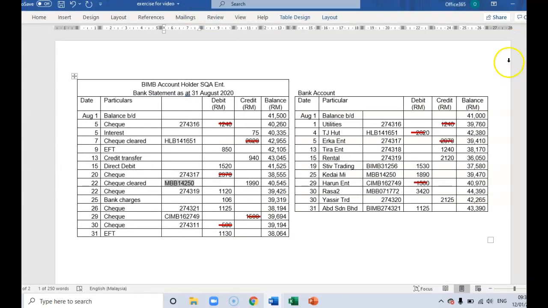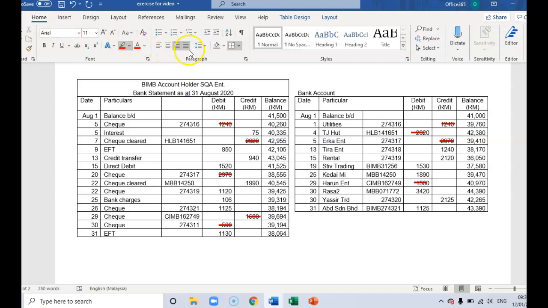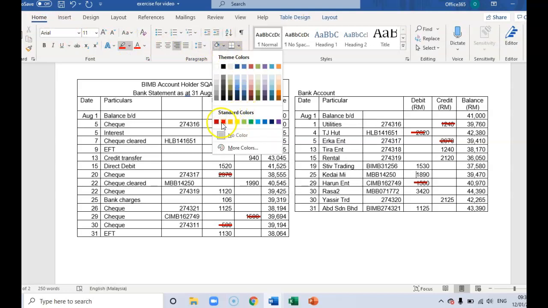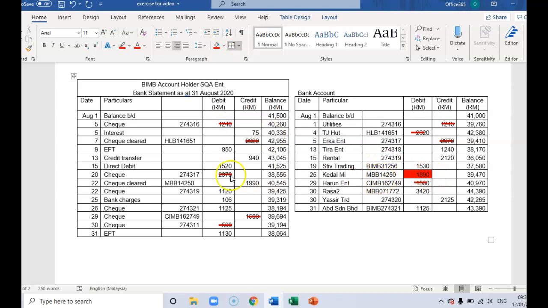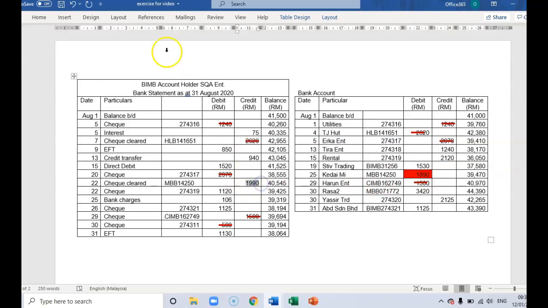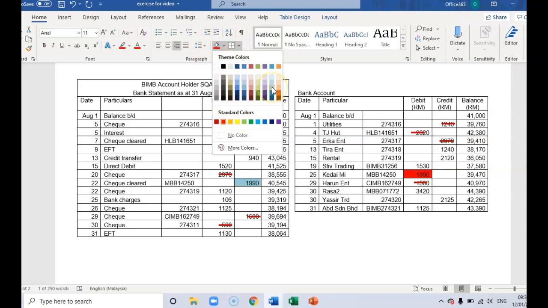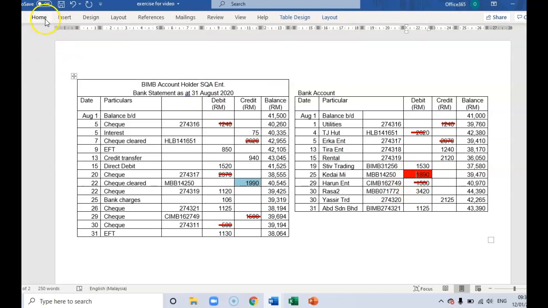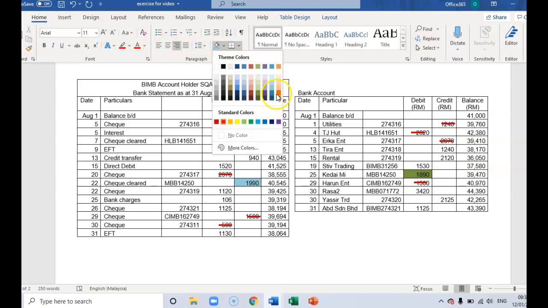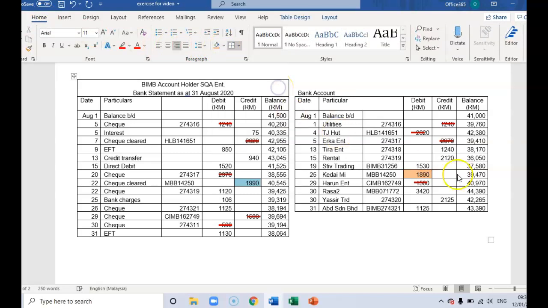Now let's have a look. It says, okay, the bank account is wrong. So MBP 14250, this amount is wrong. So you need to highlight. This is the wrong one. And this one, in the bank statement, is the correct one. So I highlight it with a color, but not so bright. Okay, it's blue, but this is too bright, I can't see. So we should put a little bit. Okay. This is wrong. This is correct. So the blue is correct.